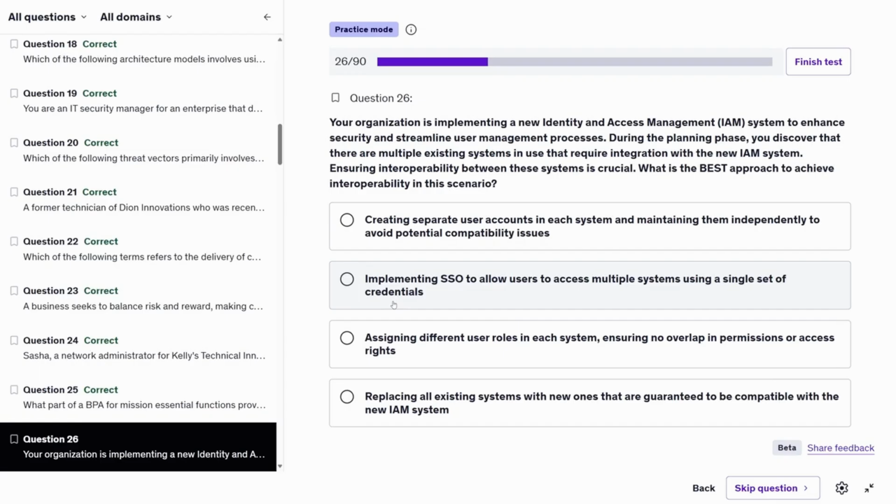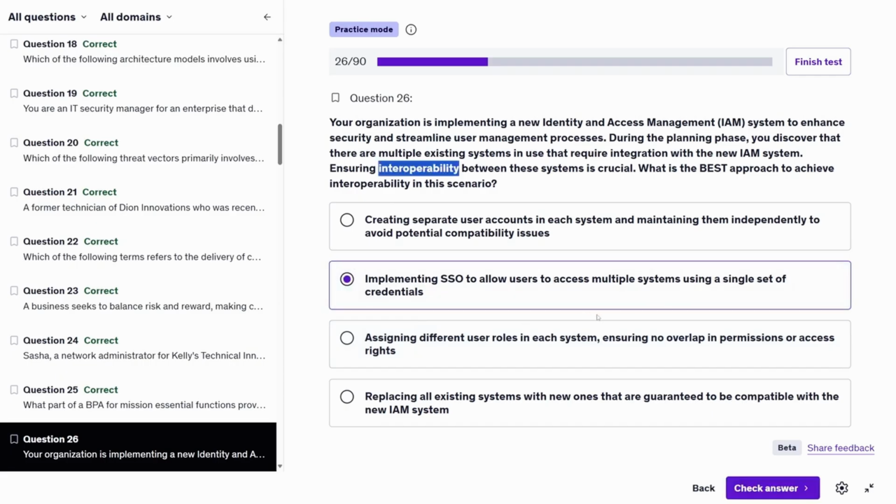Your organization is implementing a new identity and access management (IAM) system to enhance security and streamline user management processes. During the planning phase, you discover that there are multiple existing systems in use that require integration with the new IAM system. Ensuring interoperability between these systems is crucial. What is the best approach to achieve interoperability in this scenario?